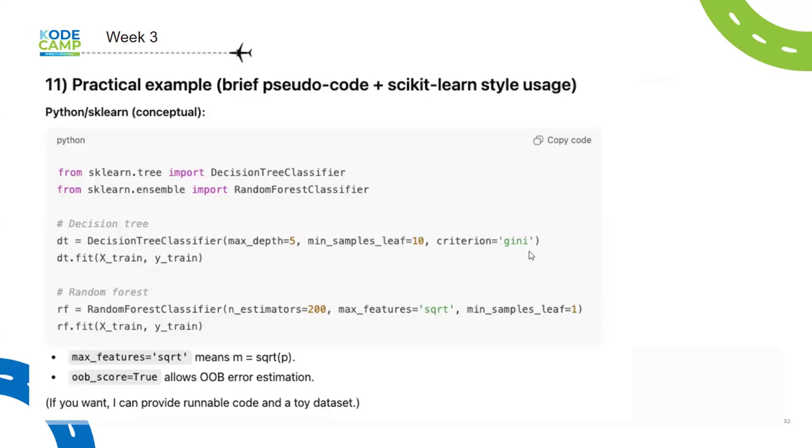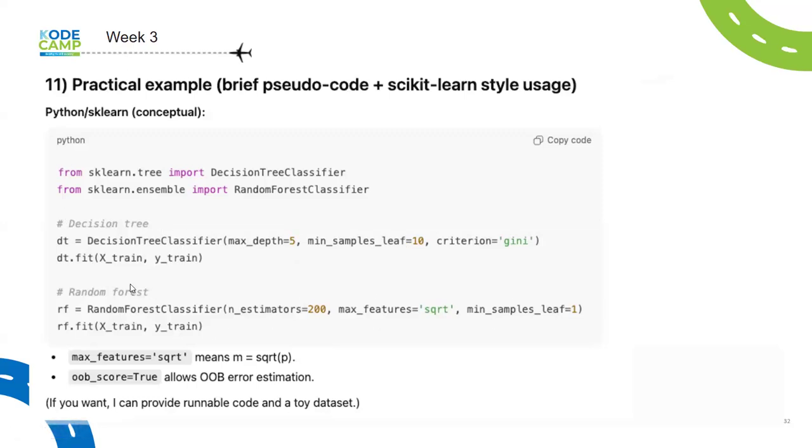There are a bunch of other criteria that you can use for determining the loss or the cost. The min samples leaf basically is saying the minimum number of samples that you will use in the leaf nodes. So these are all parameters you can use to fine tune or adjust the behavior of your classifier.